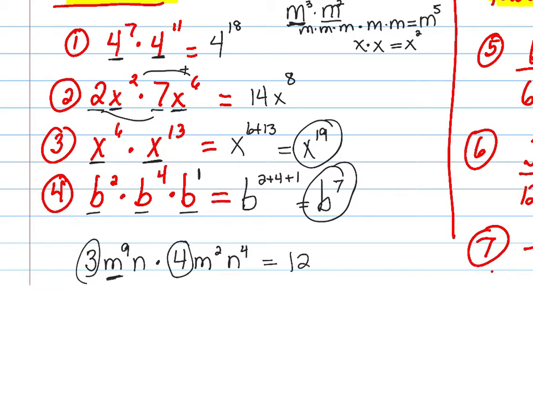M and M. It's a variable. They're the same, so we add our exponents. So we get m to the what? N's are the same base. We're multiplying, so we add the exponents with the n's, and you get n to the... Kind of easy, isn't it?